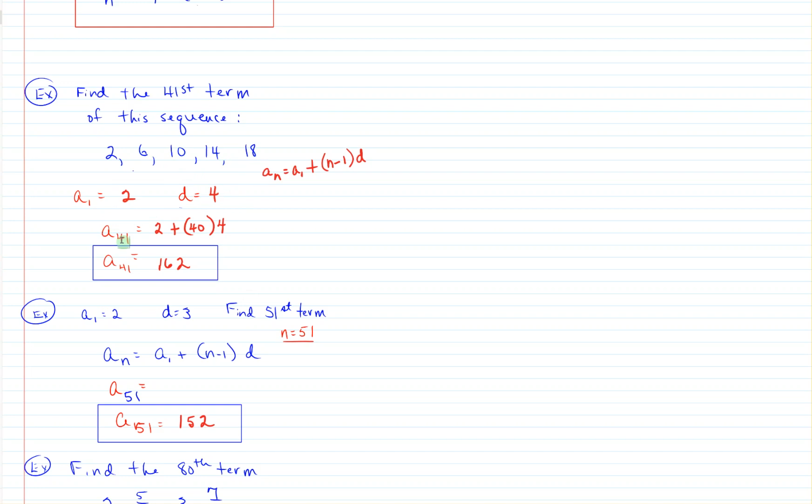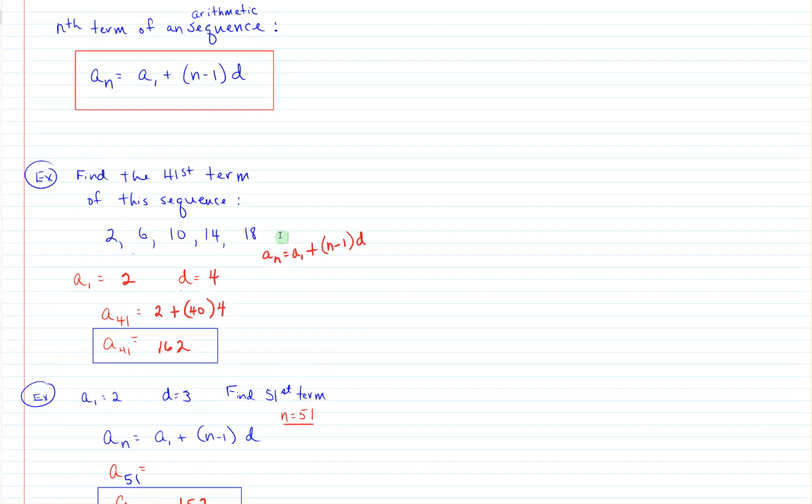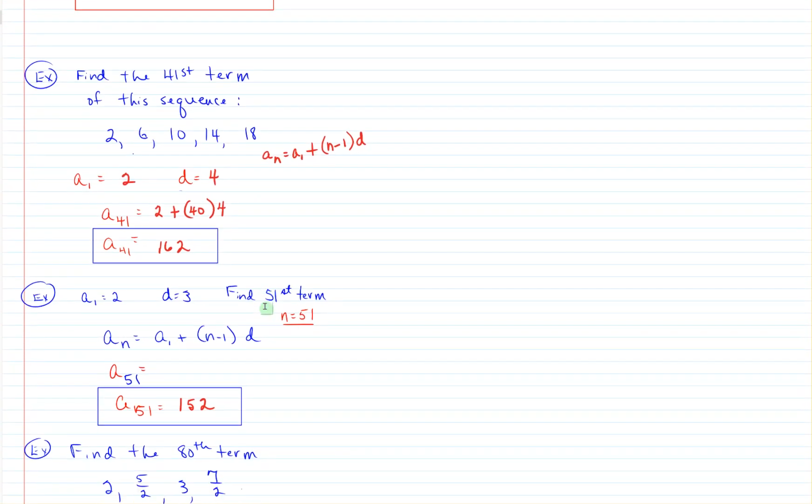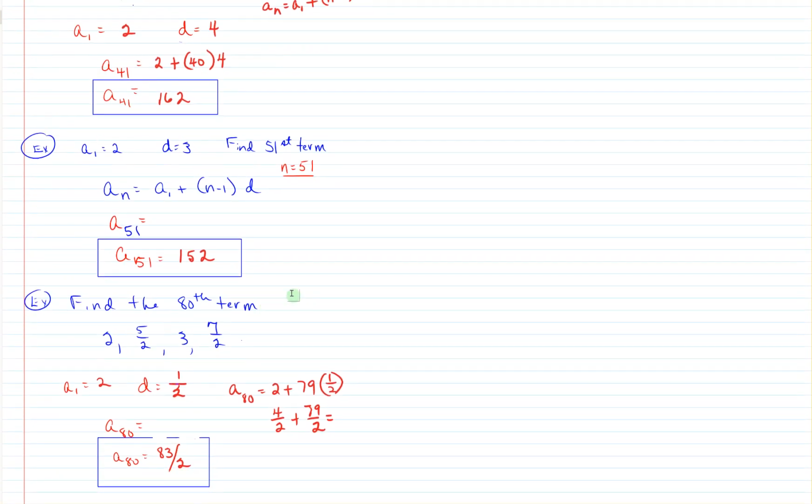So a sub 41, looking at the formula, is a sub 1 plus n minus 1, so that's 41 minus 1, that'd be 40, times the common difference, and we get 162. So that's the 41st term. If a sub 1 is 2 and the common difference is 3, find the 51st term. So your n is 51. A sub 51 is a sub 1, that's 2, plus 50 times 3. And so that'd be 2 plus 150, and it would give you 152.